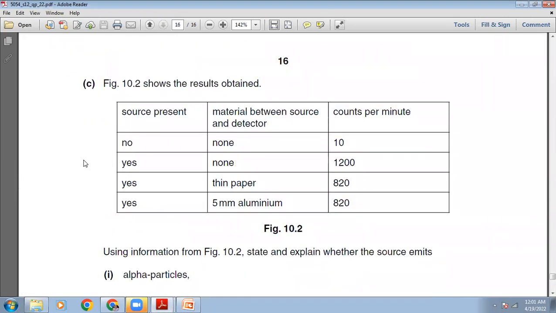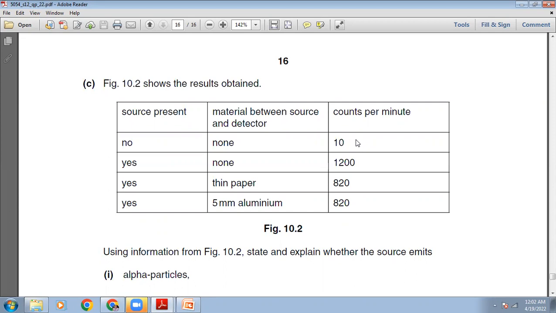Then the question is, figure 10.2 shows the results obtained. When there is no source, no material around the detector, the count rate is 10. So that is the background radiation. Without the source, the reading in the environment is 10 counts per minute.